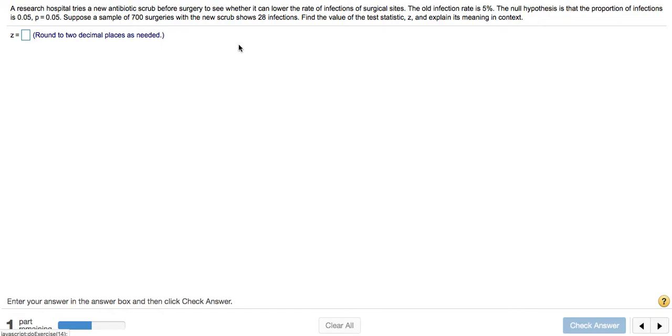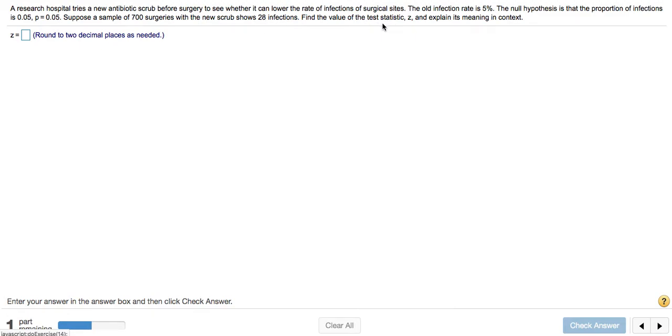A research hospital tries a new antibiotic scrub before surgery to see whether it can lower the rate of infections of surgical sites. And the old infection rate is 5%. So the null hypothesis is that the proportion of infections is 0.05. And here the p-value is also 0.05. So it looks like they get a sample of 700 surgeries with the new scrub, and then there's 28 infections.